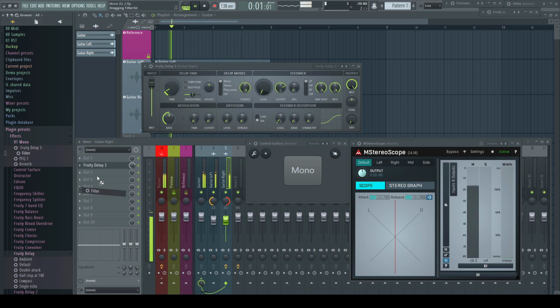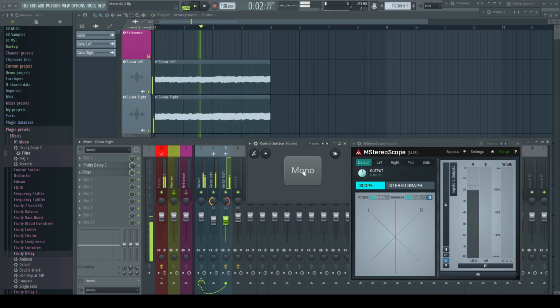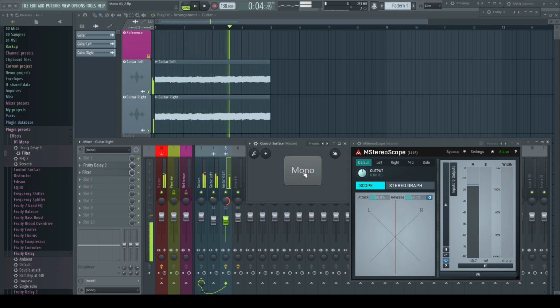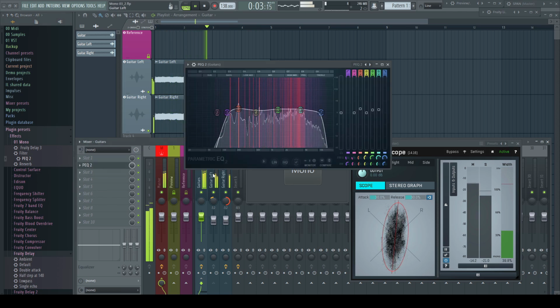Applying some filtering after the delay cleans up the mono signal even more. After switching to stereo again, I adjust the panning of the undelayed channel to center my guitar a bit. Finally, a bit of EQ and reverb on the whole signal.